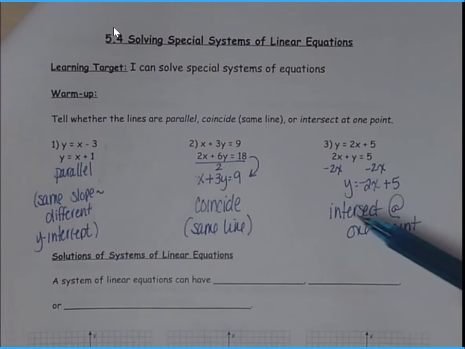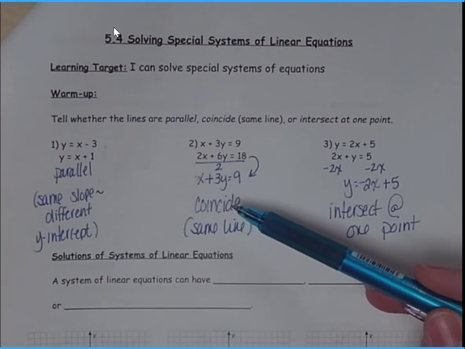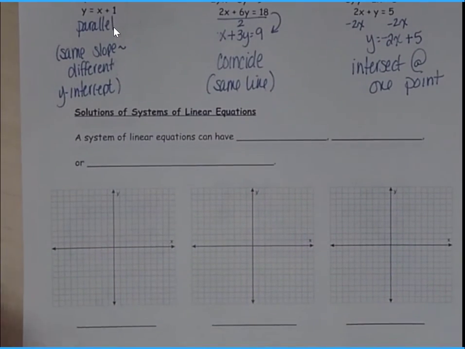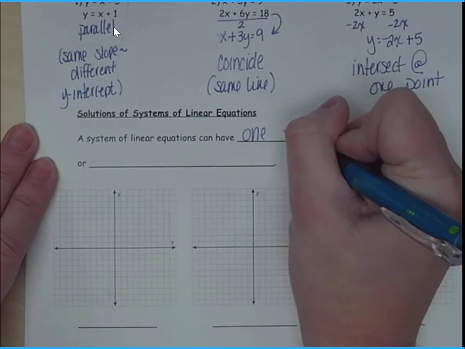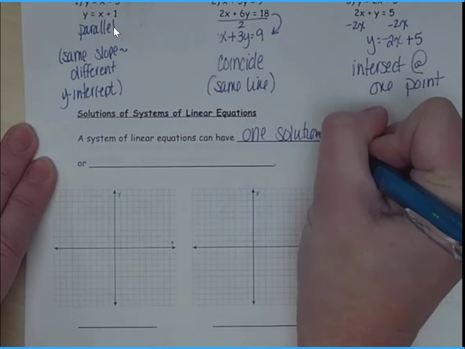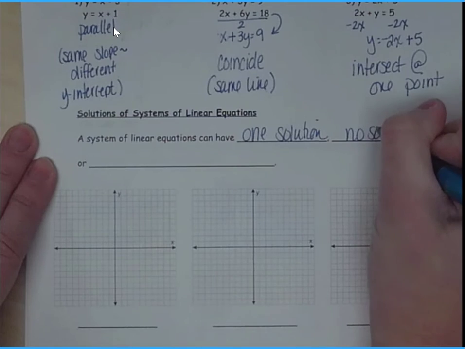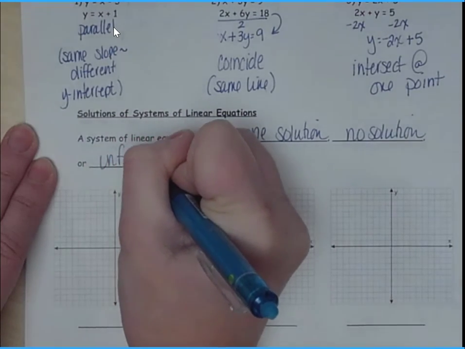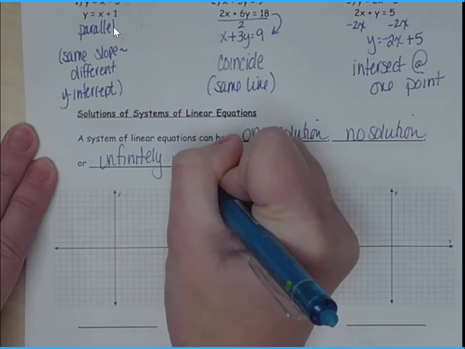So what does this mean for systems of equations? What happens if I have two parallel lines? What happens if I have the same line? And what happens if they intersect at one point? Well, I know here my answer is going to be a coordinate. But what about these two? So a system of linear equations has one solution. It could have no solution, or it could have infinitely many solutions.